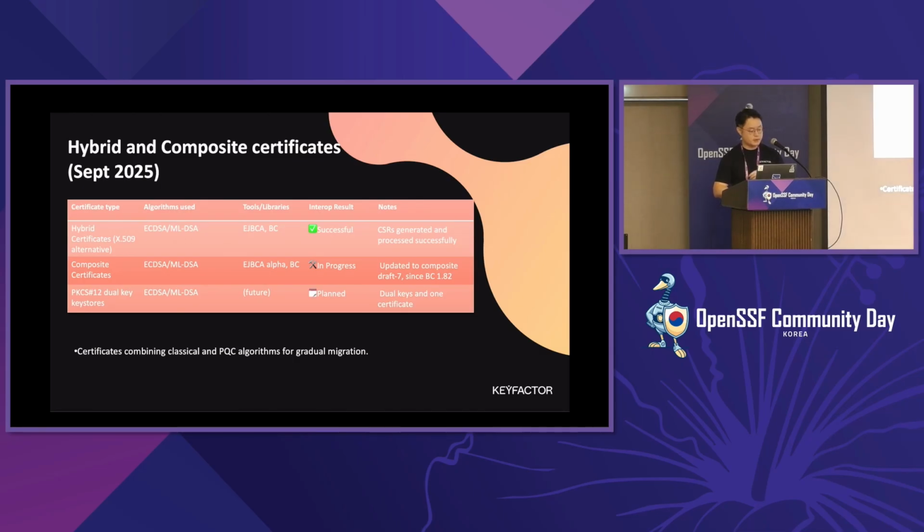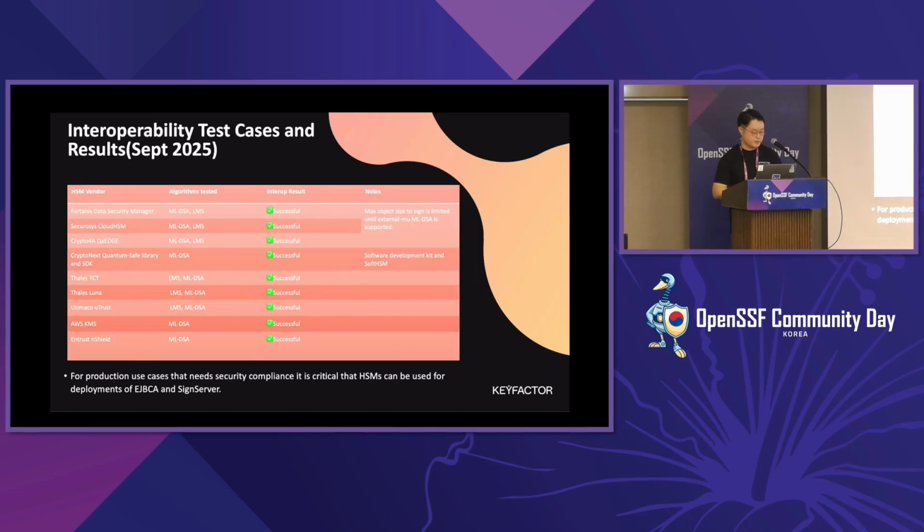Hybrid certificates: we have successfully issued hybrid certs using X.509 alternative. And we're actually about to release a new version of EJBCA that has the capability to issue composite certificates. There are other forms, like PQC dual keys, that are planned for the future. More testing with our ecosystem.